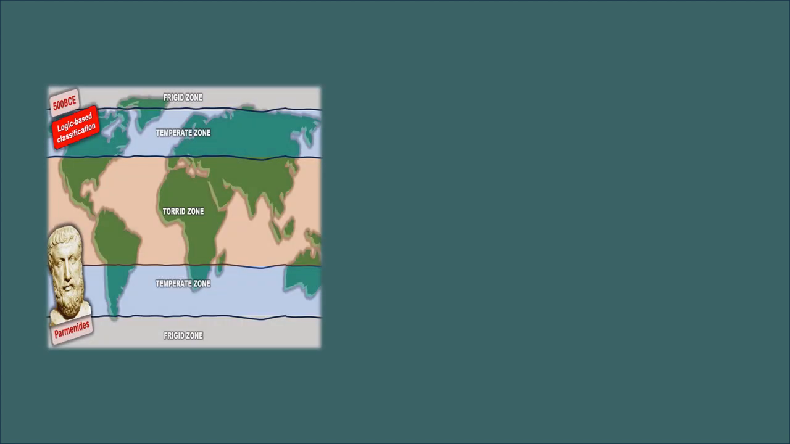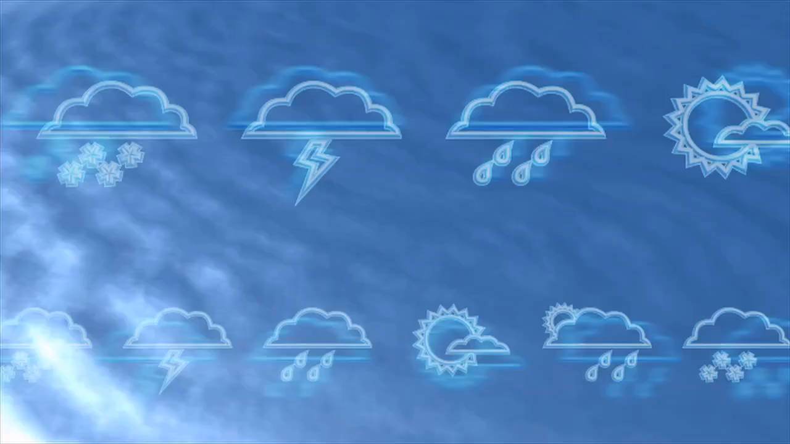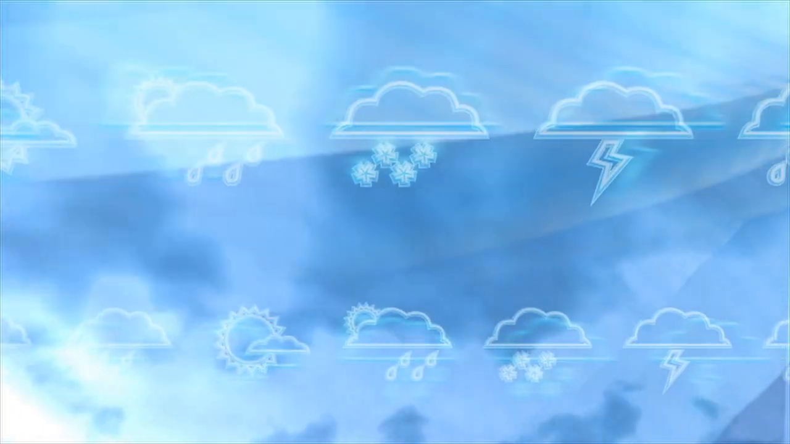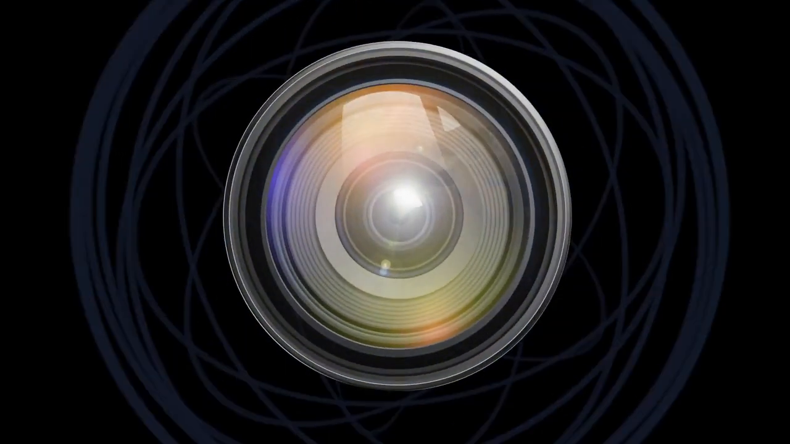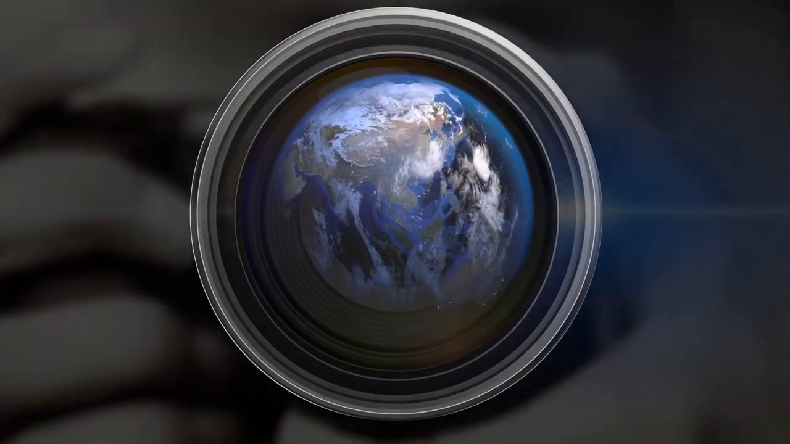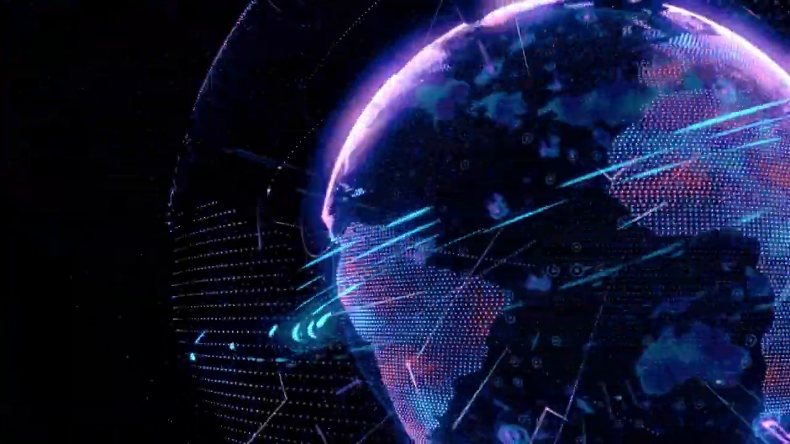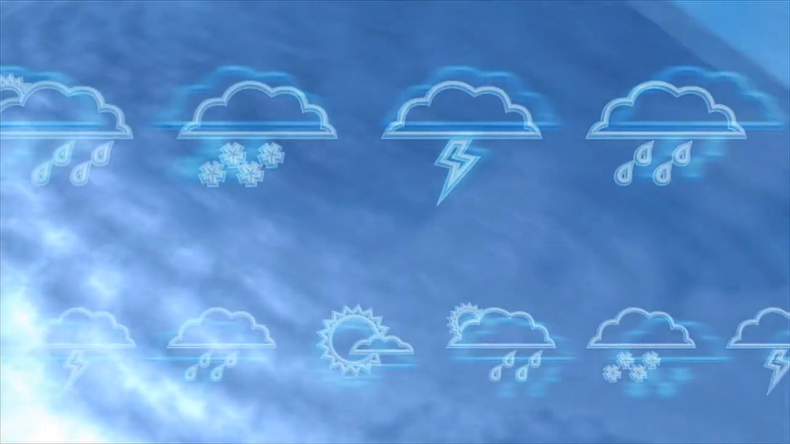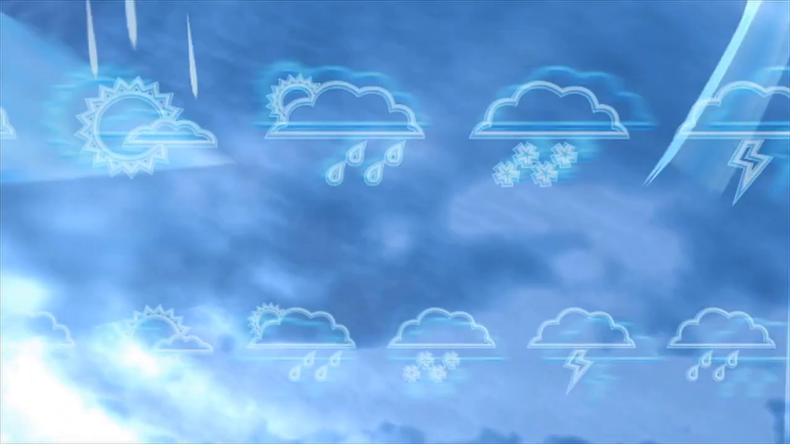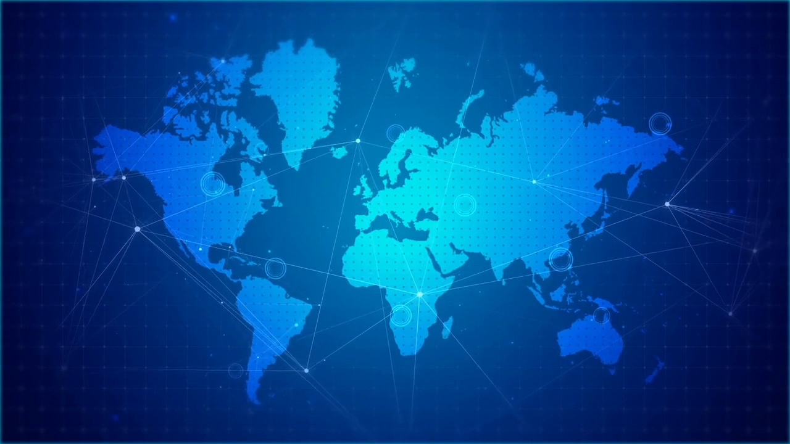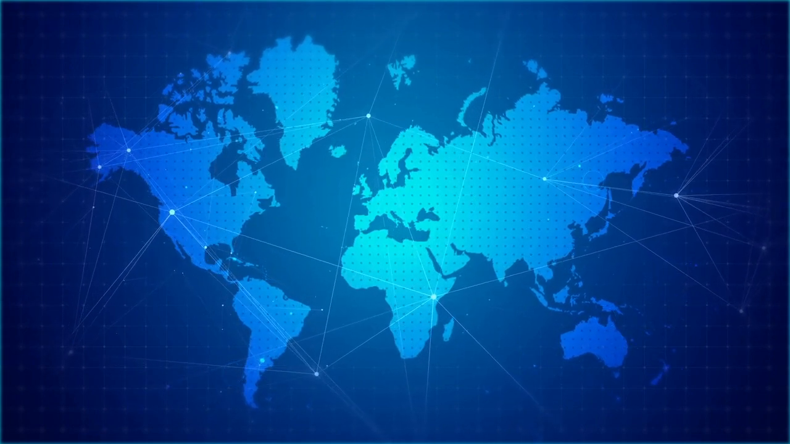From the logic of ancient philosophers, to the data of modern science, our understanding of climate has come a long way. And yet, classification remains our most powerful lens, a way to see patterns in the chaos, to translate numbers into knowledge. Climate is complex. But classification gives us a map. A map of how our world breathes.